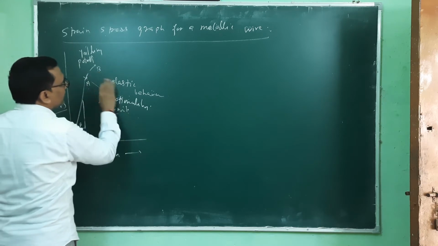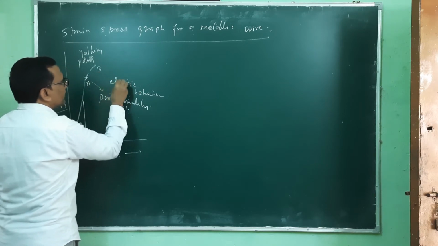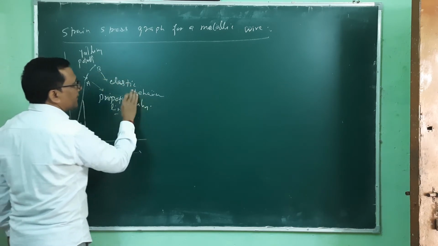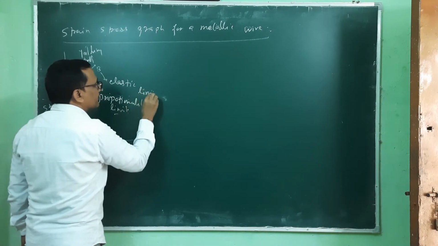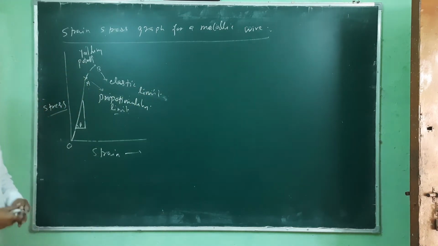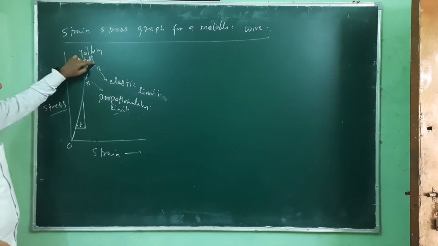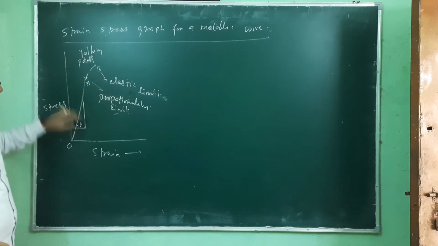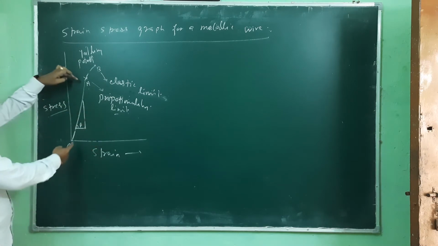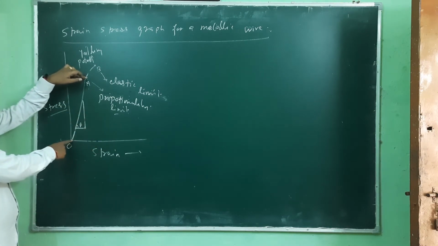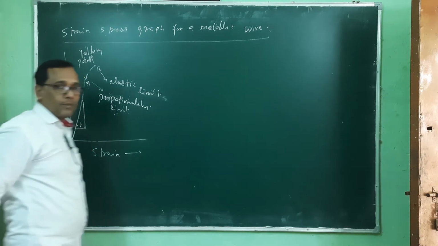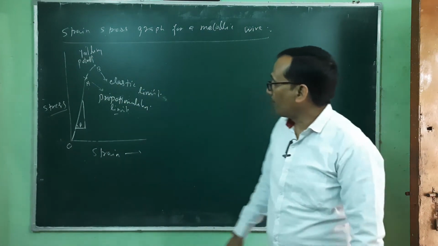This is known as the elastic limit, because the behavior is still elastic. So this point B is the elastic limit, and here this is the proportional limit. Generally the experiment is performed in this limit, because this is in the proportionality range.